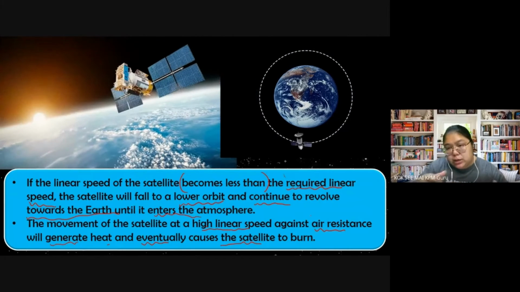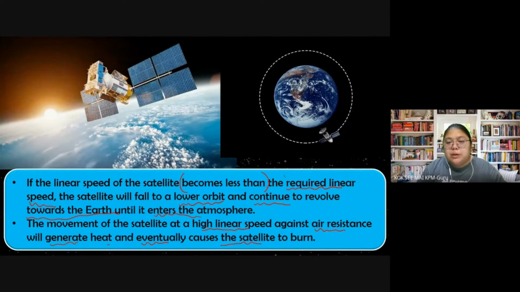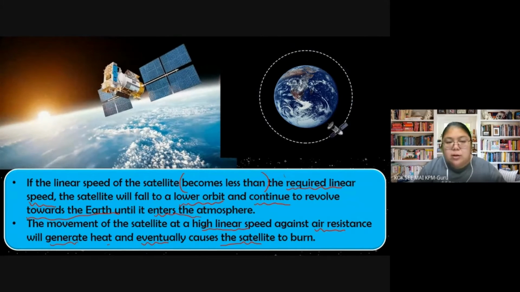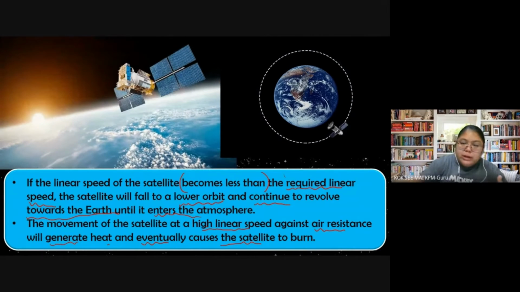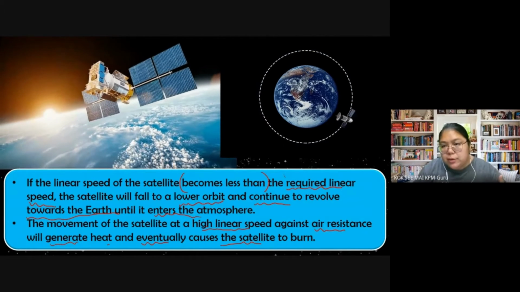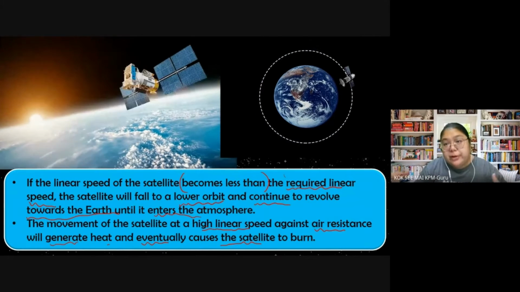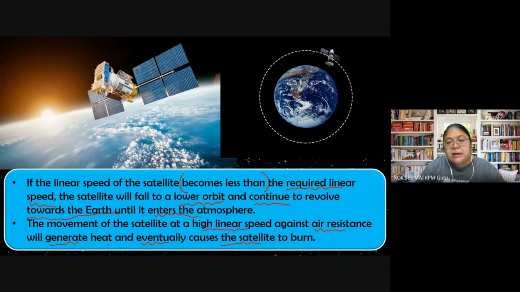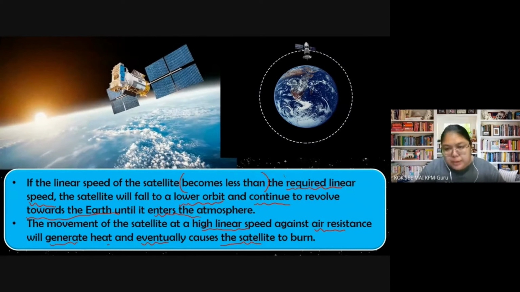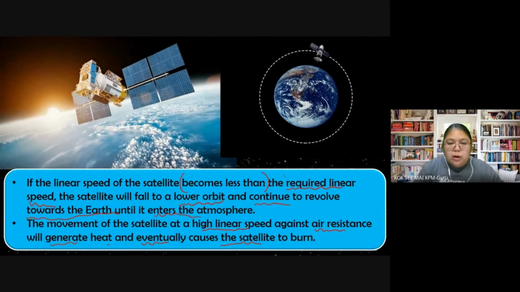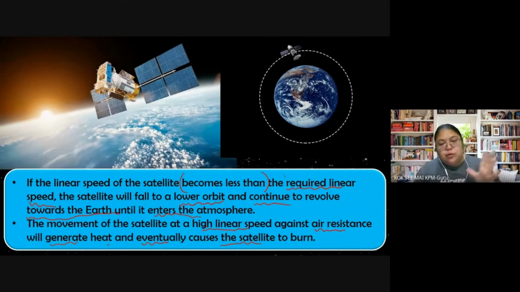Near the Earth, we still have air resistance. So if you are too fast, that also cannot, because you need to work against the air resistance. When you work against resistance, it will surely produce heat because of friction. Finally, the satellite can also be burned. So this is one of the linear speeds you need to control.